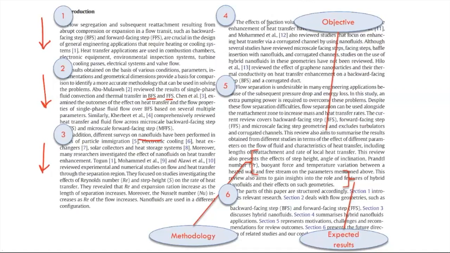And then number 4 is talking about the effect of volume fraction. Number 5 talks about the flow separation. And then they start to introduce the objective. So we have the objective over here. The aim of the paper is to summarize the results obtained from different studies in terms of the effect of different parameters of the flow, fluid, and characteristic of heat transfer. So these two elements are being highlighted in the title because that is the main aim of the study: fluid flow and heat transfer. And then they put up the methodology. Okay, we have the methodology over here. And finally, the expected results.